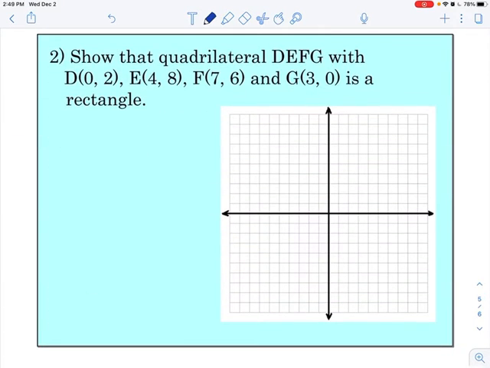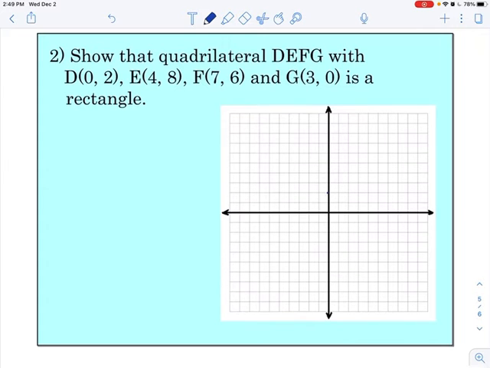For 2, we want to show that quadrilateral DEFG with those coordinates is a rectangle. So again, easiest thing to do here is to draw the figure first. So 0, 2 is there. 1, 2, 3, 4, 5, 6, 7, 8. The EF is 7, 4, 5, 6, 7, 1, 2, 3, 4, 5, 6. F and G, 1, 2, 3, 0. I don't think I could have drawn a better rectangle if I tried.